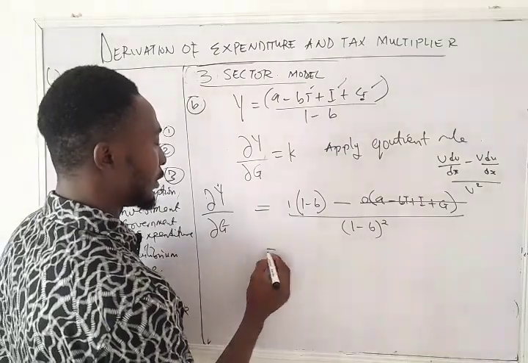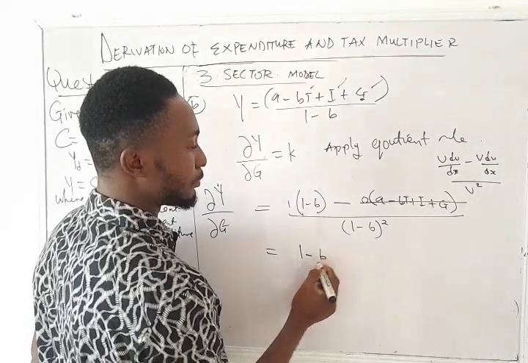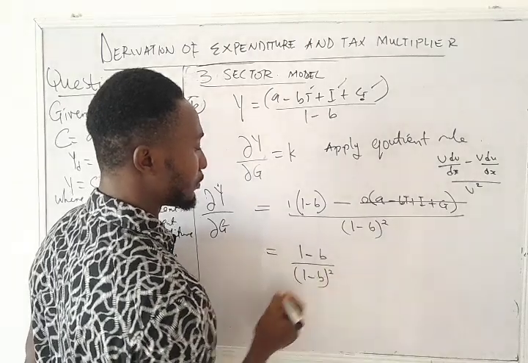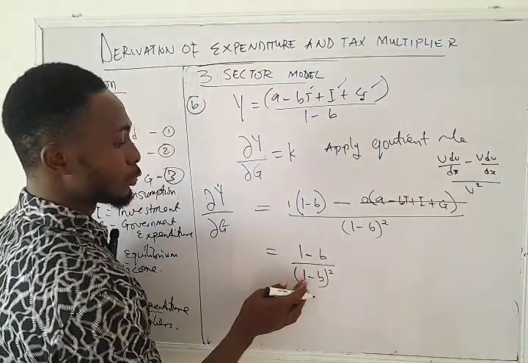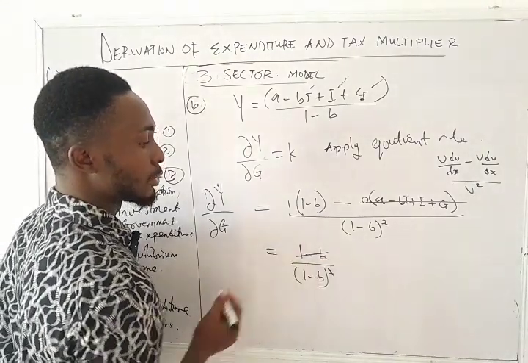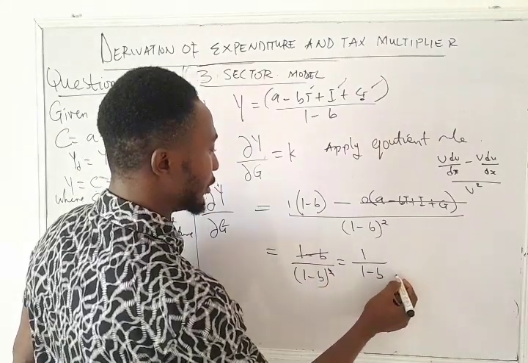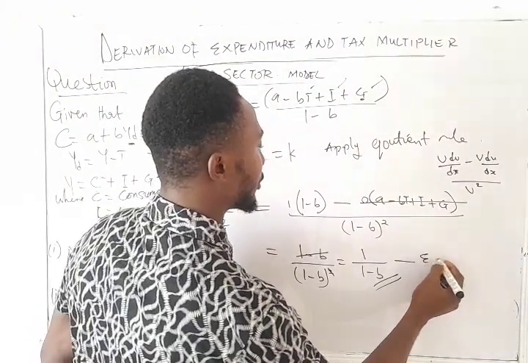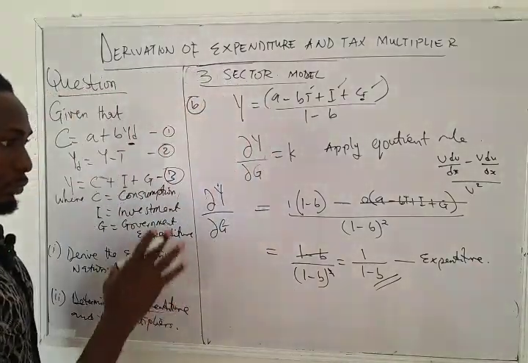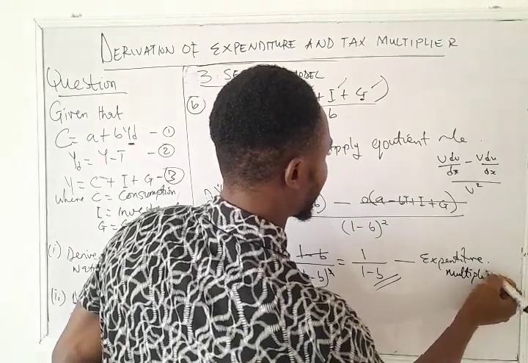So the multiplier K becomes 1 minus b divided by 1 minus b squared. Now this is 1 minus b, and this is 1 minus b. So this has 2 of it here, so 1 can cancel this. And then what we have is 1 over 1 minus b. So this is the expenditure multiplier, or the general multiplier in the macroeconomic equilibrium.